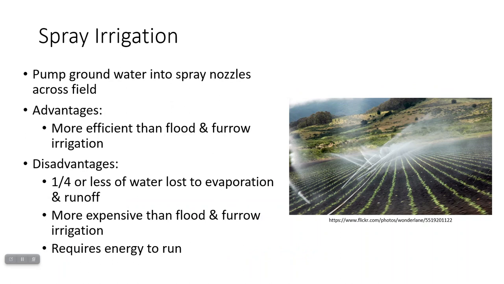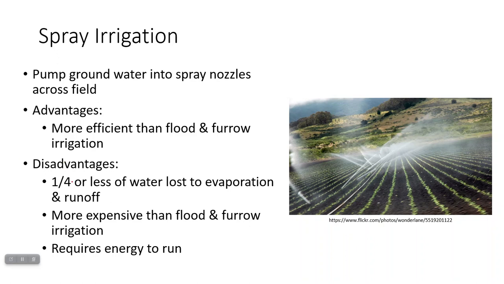All right. Then what's probably what you're most familiar with is spray irrigation. You use spray nozzles to spray water through the air to water your field. This is sprinklers as well for people watering their lawn. Advantages, you can be more efficient and use less water than flood and furrow irrigation because you're not trying to flood an area. But there are problems.